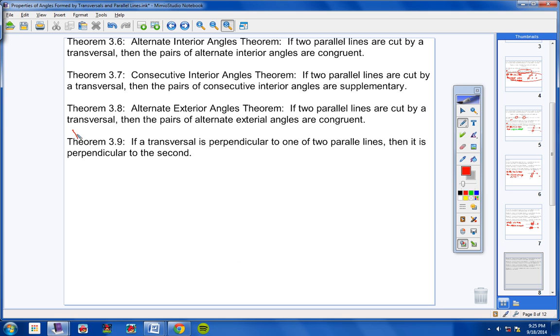All right? Theorem 3.9. If a transversal is perpendicular to one of two parallel lines, then it's perpendicular to the second. Alright, so please copy this down. Now this has nothing to do with angles, as you can see, okay? If a transversal is perpendicular to one of two parallel lines, then it's perpendicular to the second.